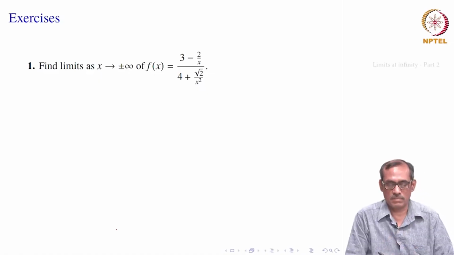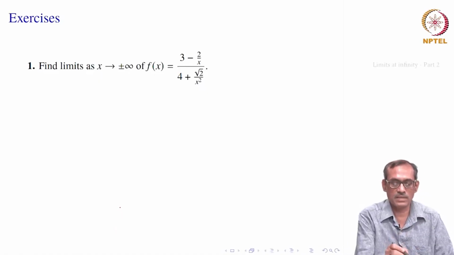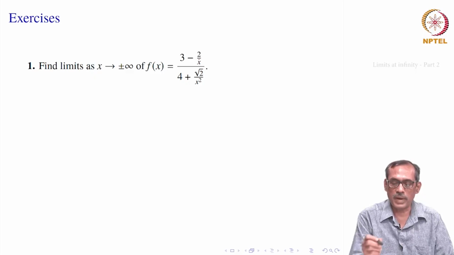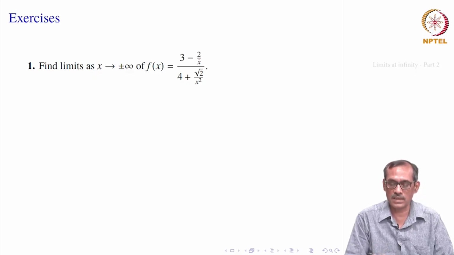Now, let us go to the problems. So, the first problem says find limits as x goes to plus infinity or x goes to minus infinity of f of x equal to (3 minus 2 by x) divided by (4 plus square root of 2 by x square).